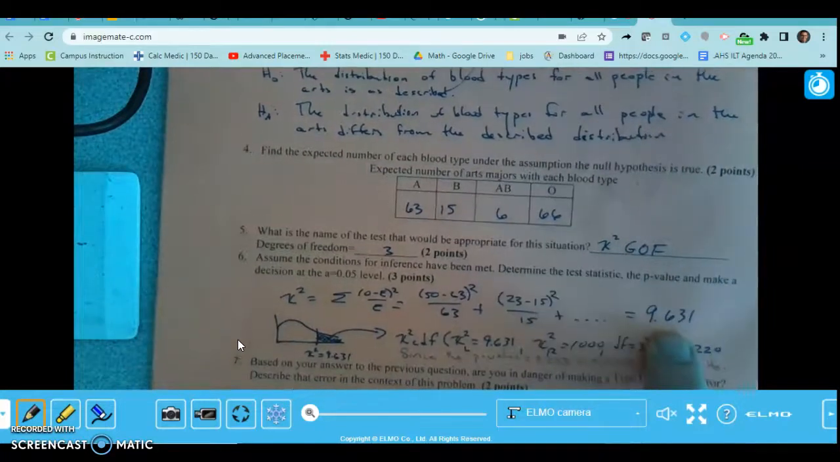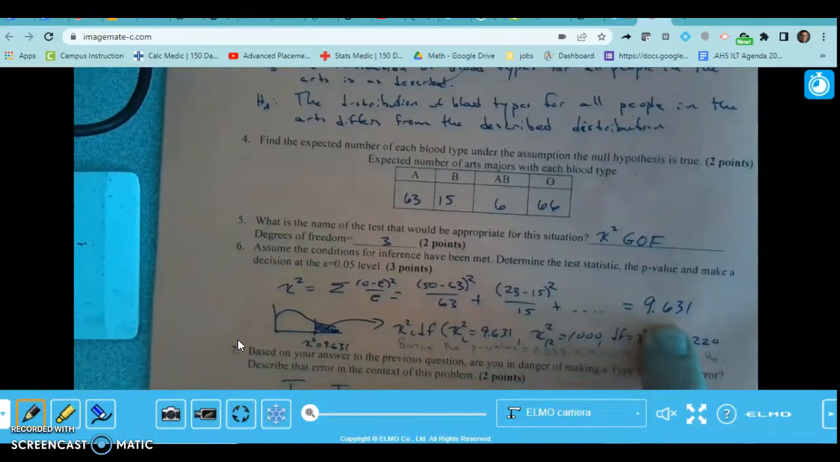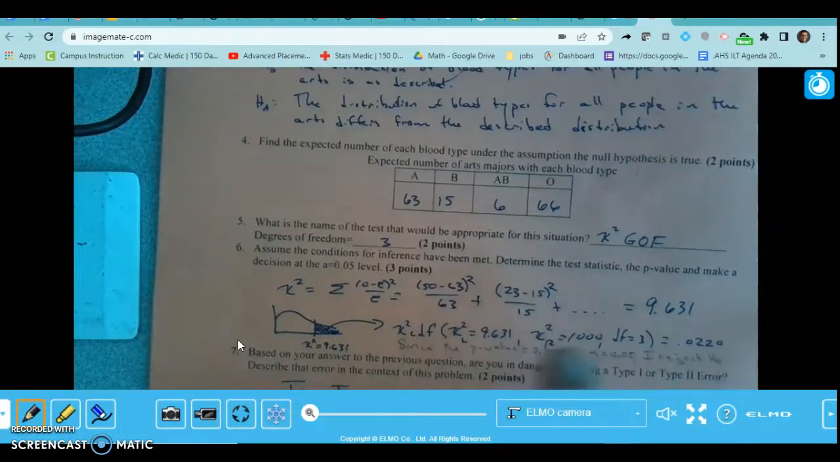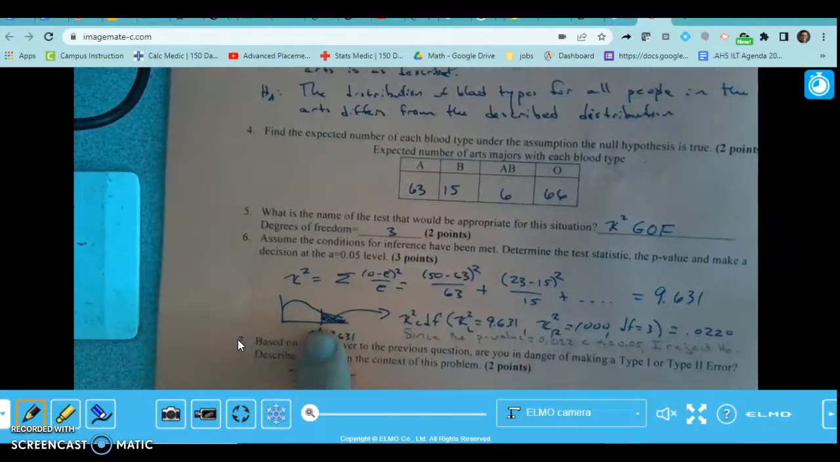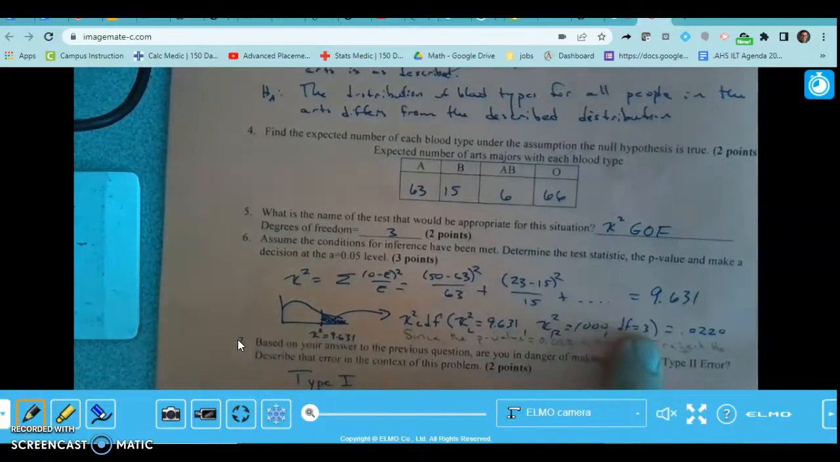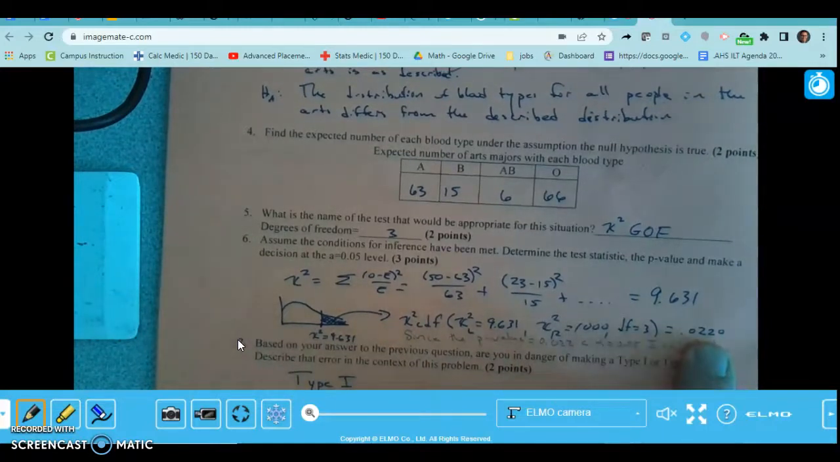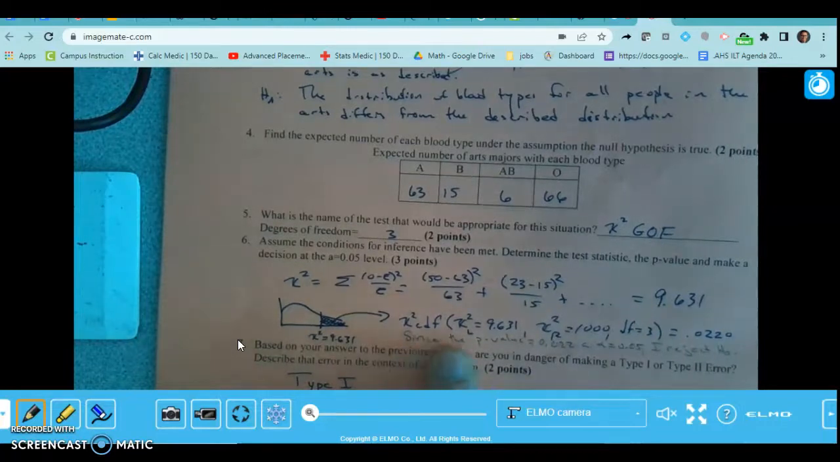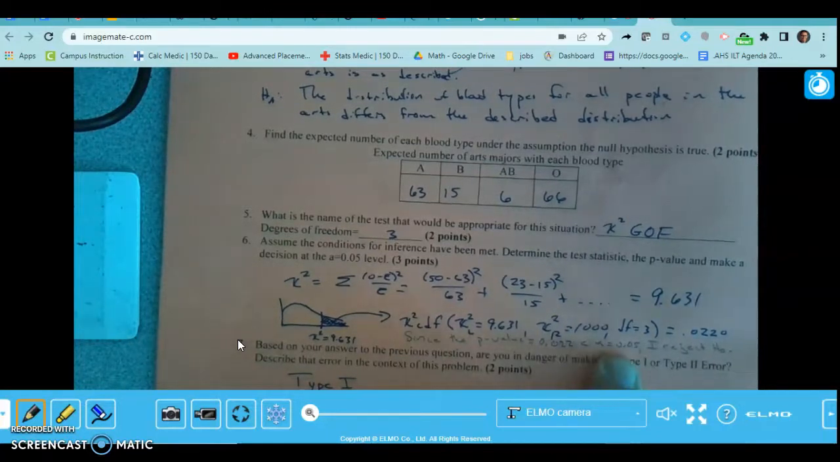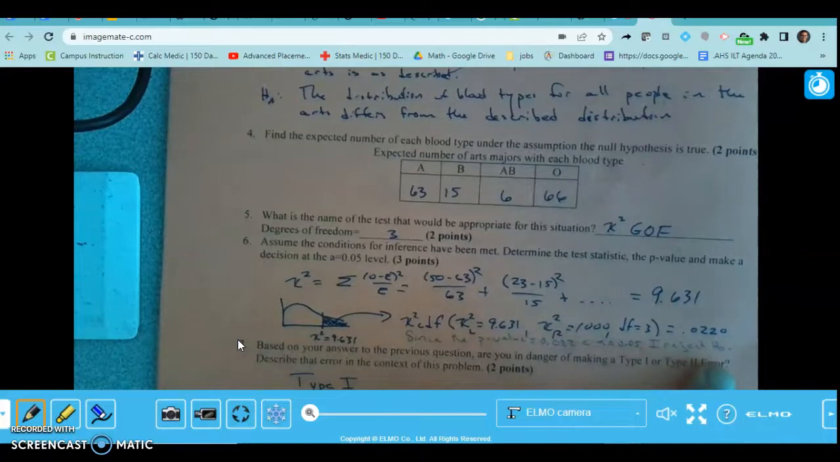When we add up those values, we get a chi-squared test statistic of 9.631. The area underneath our curve then, from 9.631 on out with 3 degrees of freedom, is about 2.2%. Because our p-value is 2.2% and our alpha is 0.05, we're going to reject the null hypothesis.